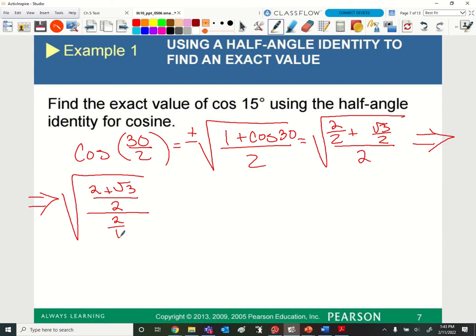How do I clean up a fraction over fraction? Very good. Multiply by the reciprocal. So watch how I do this. So still inside the radical, it's going to be 2 plus rad 3 over 2. Let me extend this. Now times the reciprocal, which is 1/2.